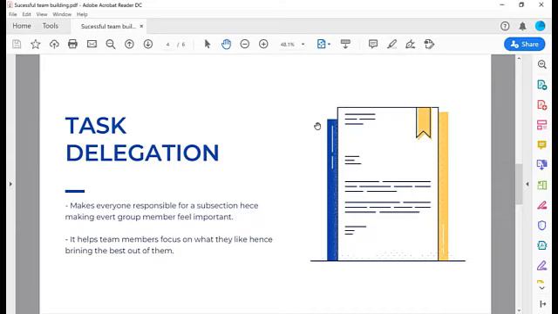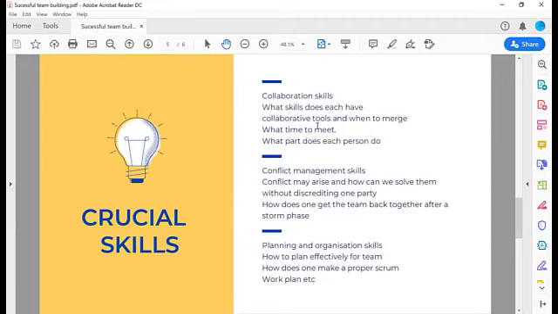That's for a fact. So what are the crucial skills that one needs when dealing with a team, or when building a successful product? The crucial skills include collaboration skills, conflict management, planning and organization skills, communication skills.